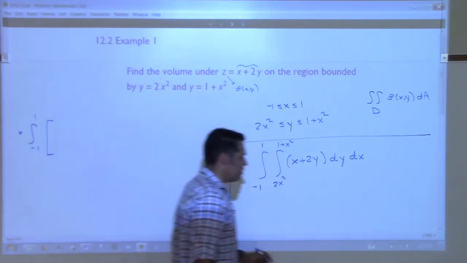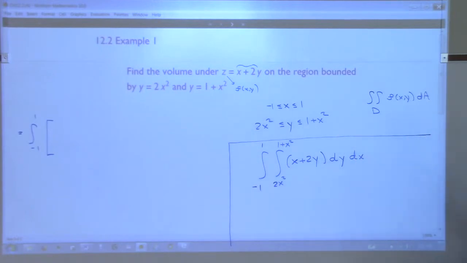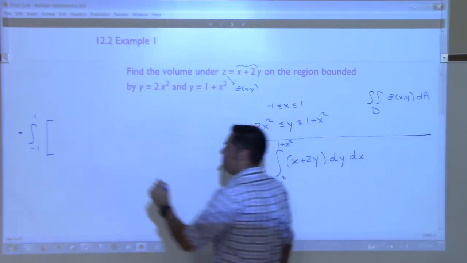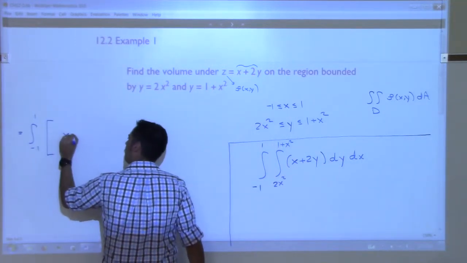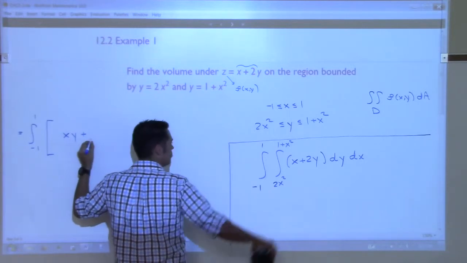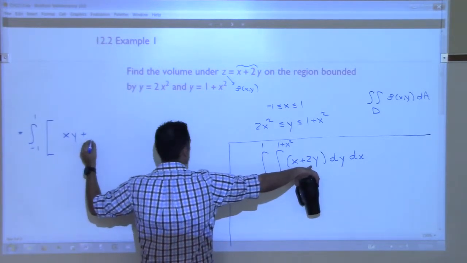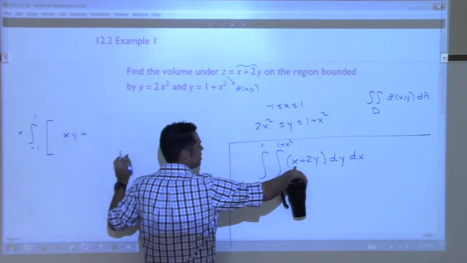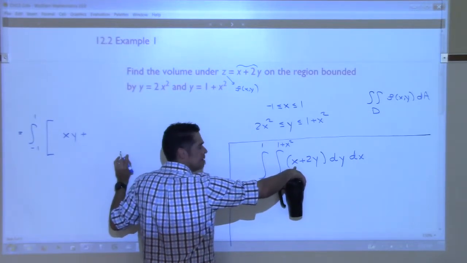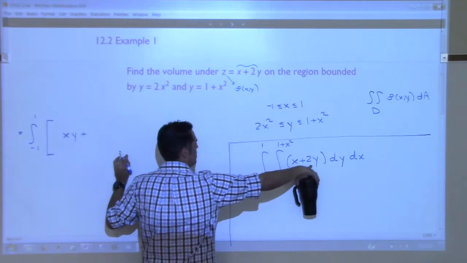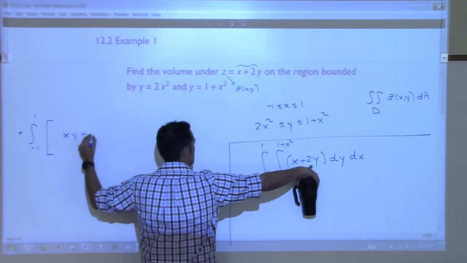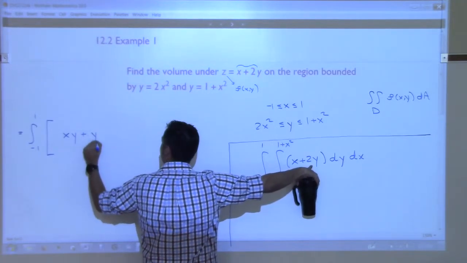What is the antiderivative of x plus 2y with respect to y? What are you getting, x plus y squared? I'm integrating x with respect to y, so x is like a constant, right? Okay. xy, and then plus y squared. Just y squared.